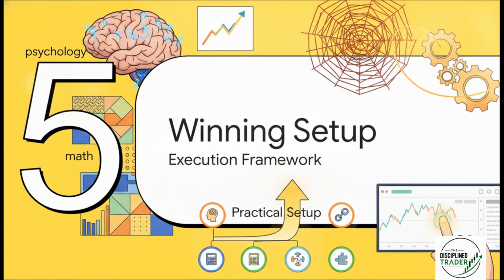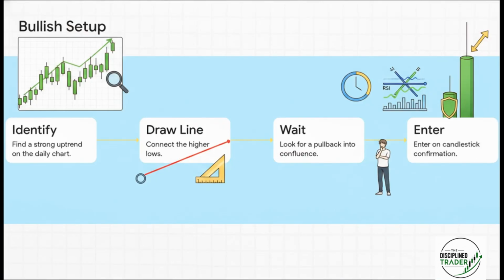Final section, Part 5, Building Your Winning Setup. The execution framework. We've covered the psychology, the math, the traps, and the confluence. Now let's put it all together into a highly practical, step-by-step setup you can use today. Here's your bulletproof action plan. Step 1, zoom out. Identify a strong, undeniable uptrend on the daily chart. Step 2, draw a clean, unforced trend line connecting the higher lows.